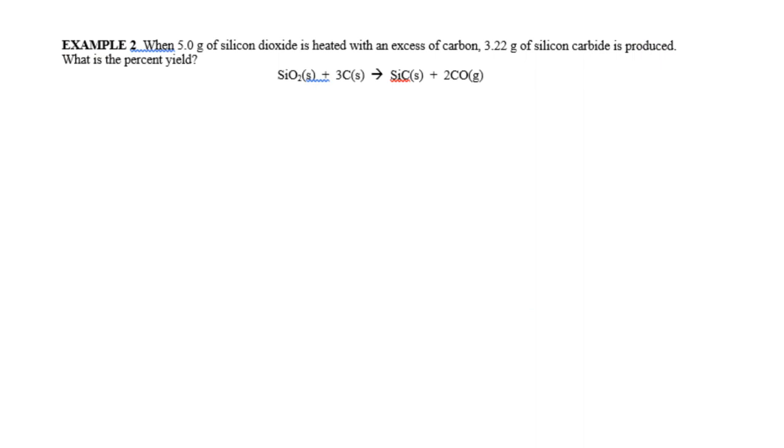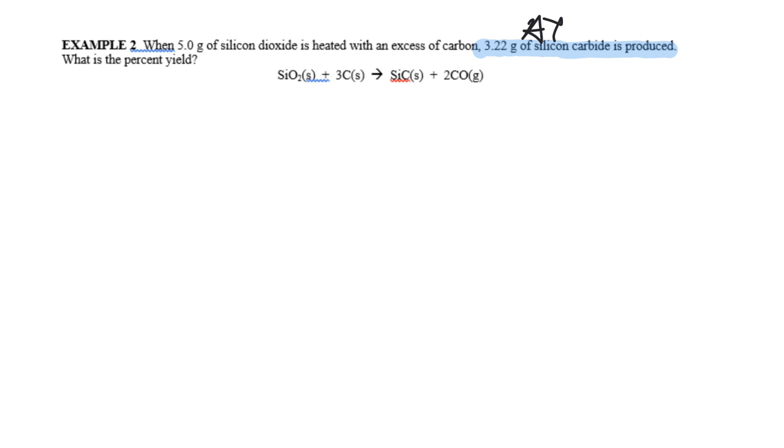This last example is a little bit more involved than the one before because we have to calculate the theoretical yield. So let's again read the problem and let's identify what information is given. So we have 5 grams of silicon dioxide heated with an excess of carbon. 3.22 grams of silicon carbide is produced. We want to know the percent yield. Well, first, let's identify the actual yield. 3.22 grams of silicon carbide is produced. That's our actual yield because it's saying what is produced.